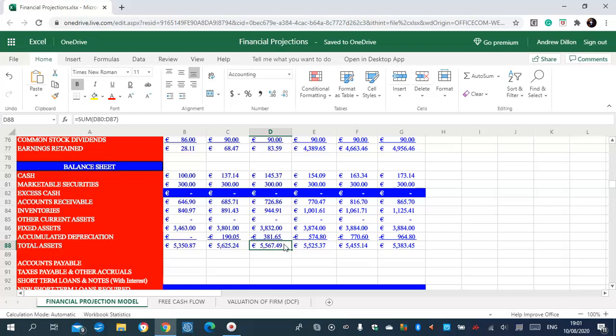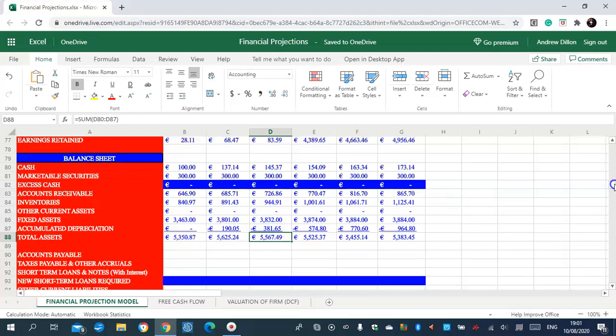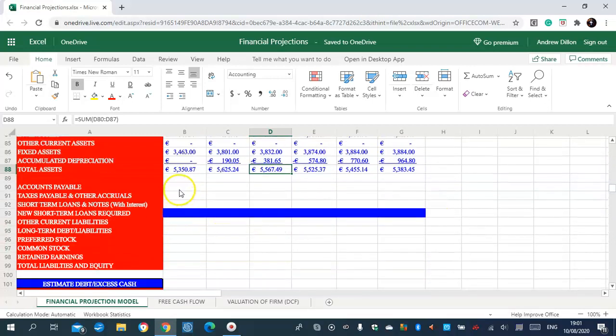In the next video I will continue and start calculating the accounts payable section. We're nearly at the end of the sheet. There's still plenty more to do, so I will continue on from the next video.